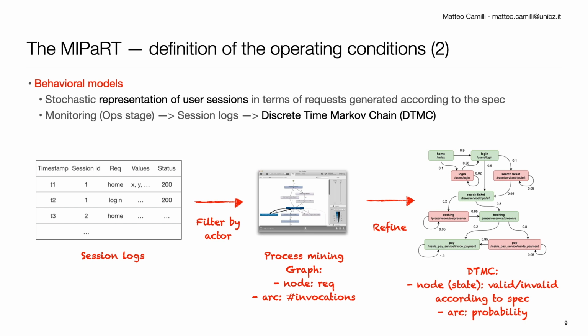And then we essentially refine these graphs to derive a discrete time Markov chain representation, where each node in this graph is either valid or invalid according to the values of the parameters and the corresponding constraints of the request. And the arcs are annotated with probability values estimated by computing the frequency of invocation of the requests.